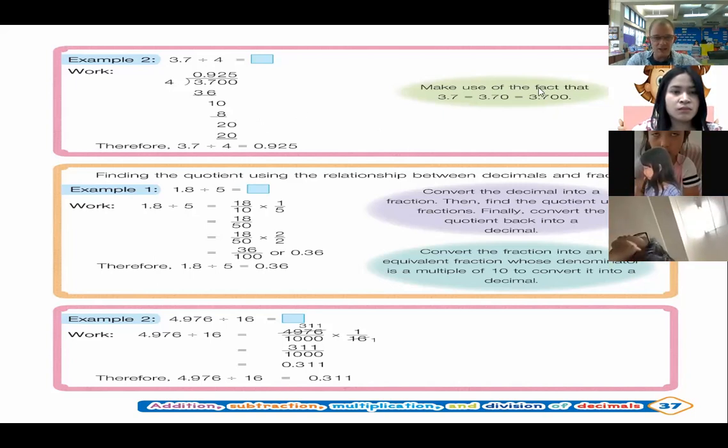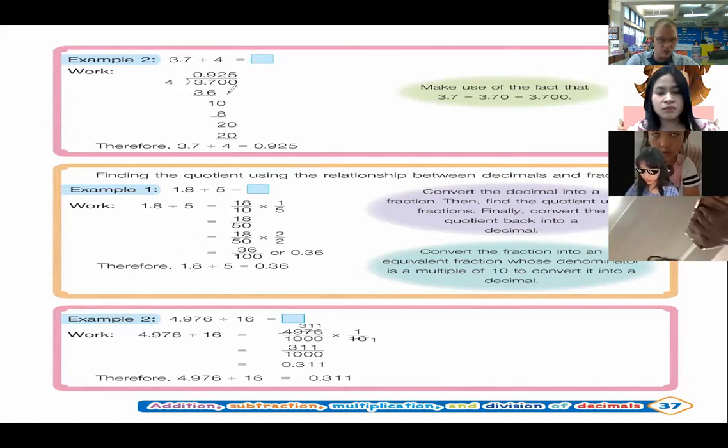The next one, the second one here, let's make sure we understand what's going on. Convert the decimal into a fraction, then find the quotient using fractions. Finally, convert the quotient back to a decimal. And the bottom part, convert the fraction into an equivalent fraction whose denominator is a multiple of 10 to convert it into a decimal. So here they tell us we have 1.8 divided by 5.